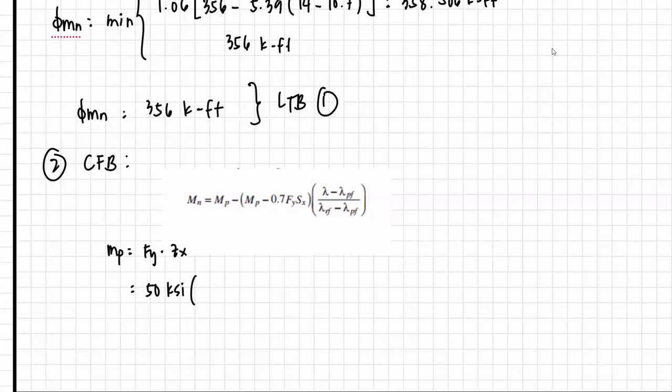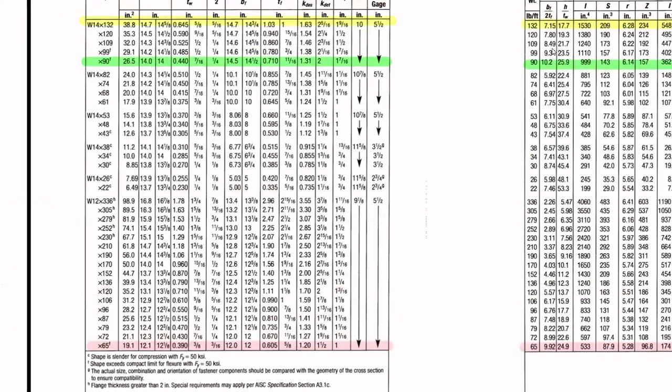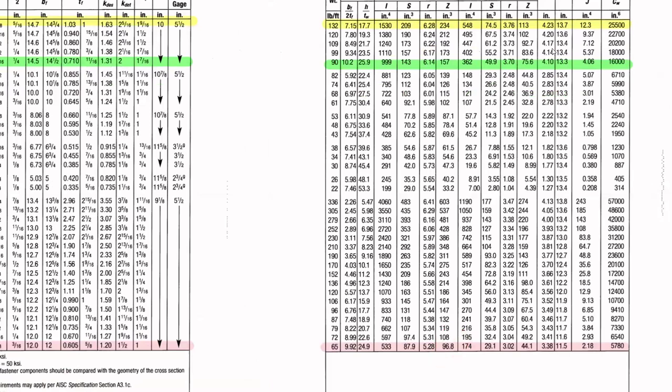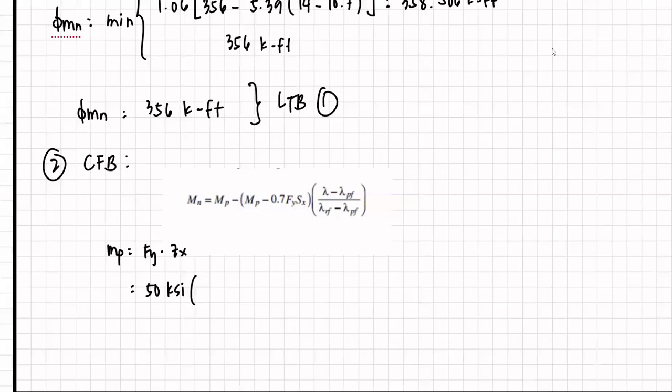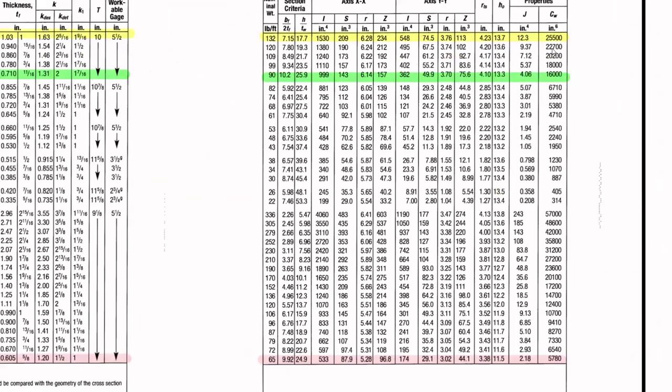Okay, so that is 50 ksi times Zx natin. So, Zx for W12x65, that is 96.8 inch cube. So, divide natin by 12 para maging cube feet. So, 50 times 96.8 over 12, that is 403.33 kip-feet. Okay? And then itong 0.7, yung Mr natin. Mr, 0.7 FySx, 0.7 times 50 ksi. Sx naman, yung ating elastic section modulus. So Sx is 87.9.